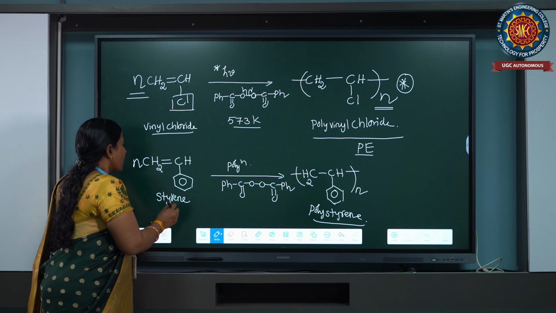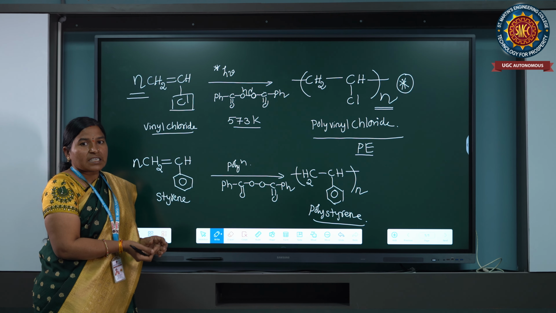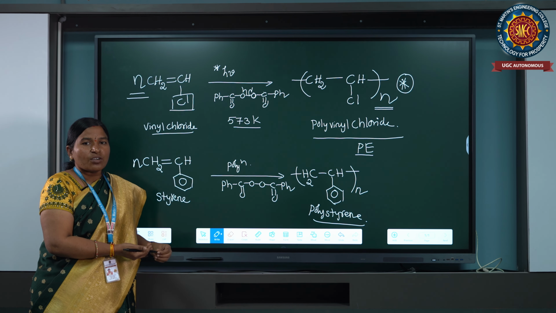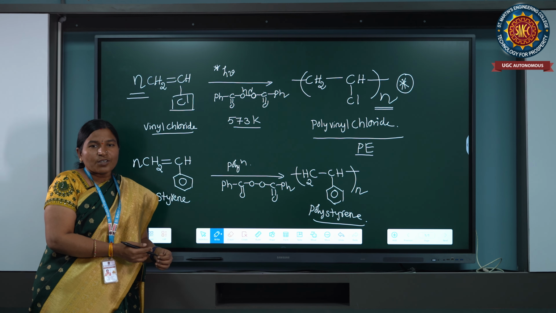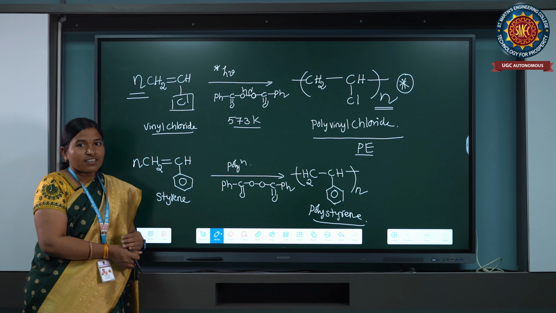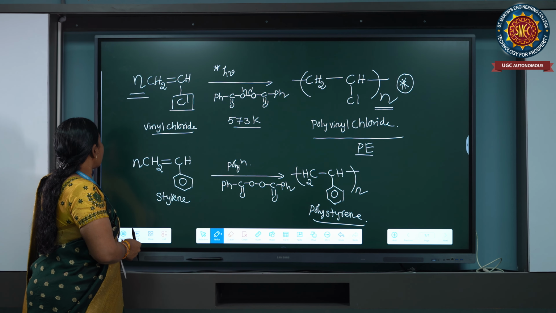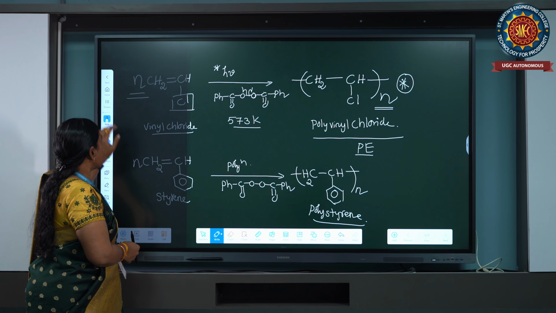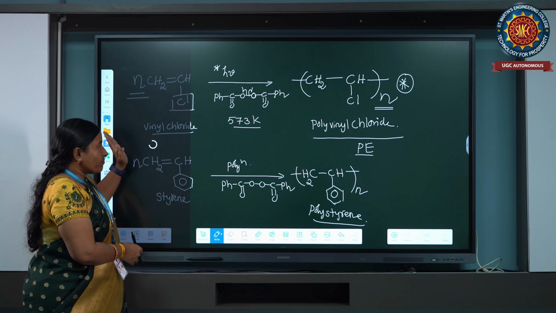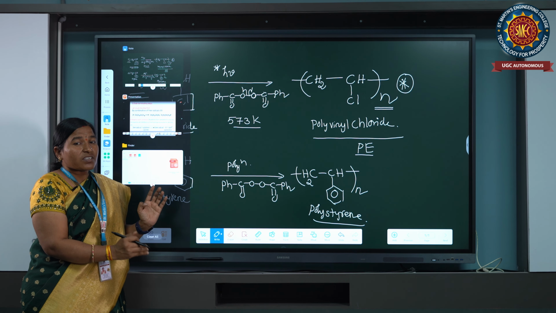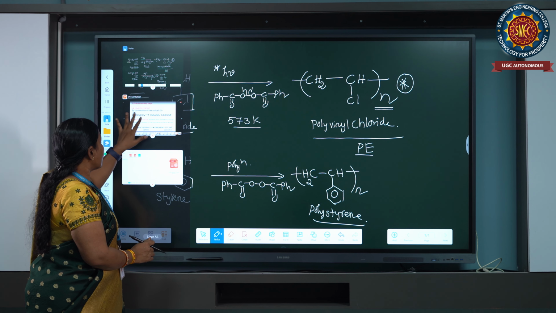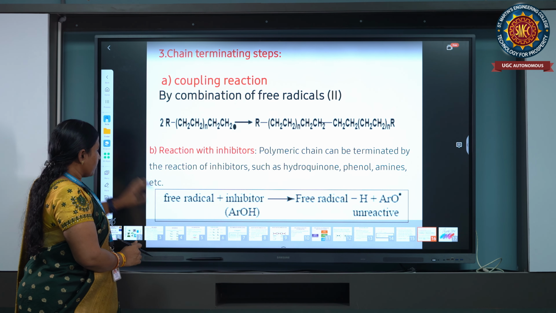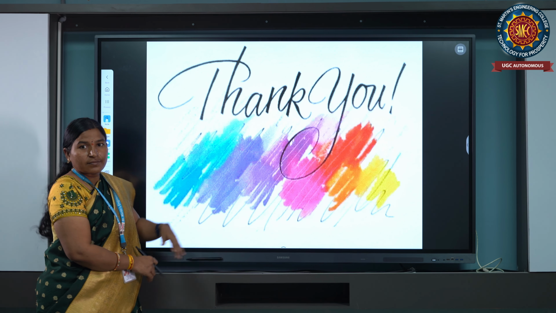Now, condensation polymerization we will discuss in the next class. I hope you enjoyed this session about addition polymerization reaction and its mechanism. Here are all the steps involved in the mechanism, and we know them now. Okay, thank you.